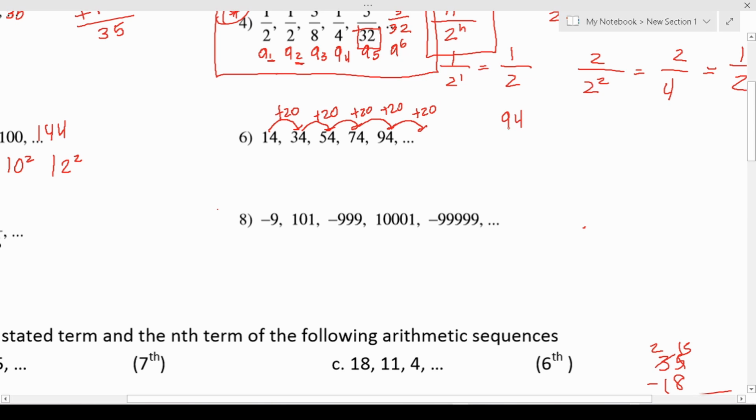So that's going to be 94 plus 20. In case we can't do this in our head, let's work it off to the side. 4 plus 0 is 4. 9 plus 2, 9, 10, 11. So the next term in this sequence is 114.